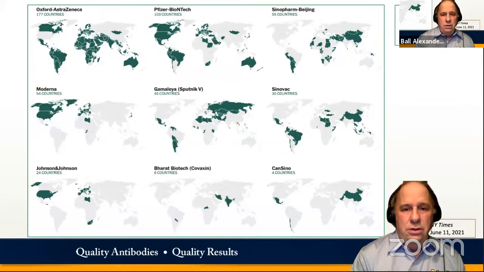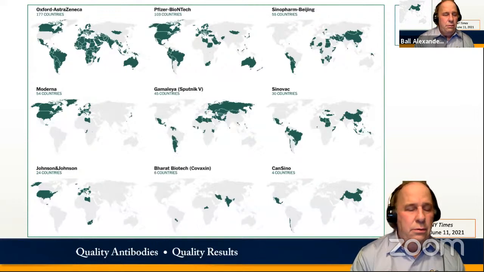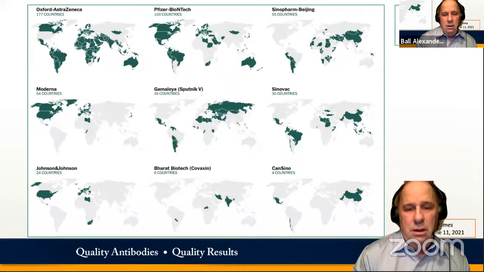Gamaleya is, again, as I mentioned, largely in Russia and certain other parts of Asia and Africa, South America, and Central America. Sinovac, very rich in Asia, very widely distributed in Asia, and some in Africa and South America and Mexico. The Johnson & Johnson or the Janssen vaccine is in 24 countries, largely in the United States at this point, and Europe. The Covaxin, clearly in India, and about 5 other countries. CanSino, which is the one I mentioned that could be used potentially as a booster at some point, also richly in Asia.